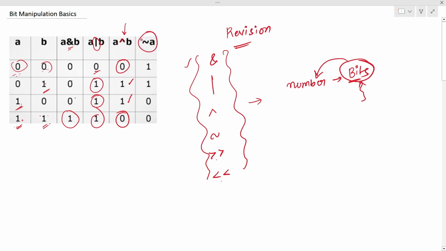And negation is nothing but just flipping the number. If it is 0, then you are flipping it to 1, and if it is 1, you are flipping it to 0 again.